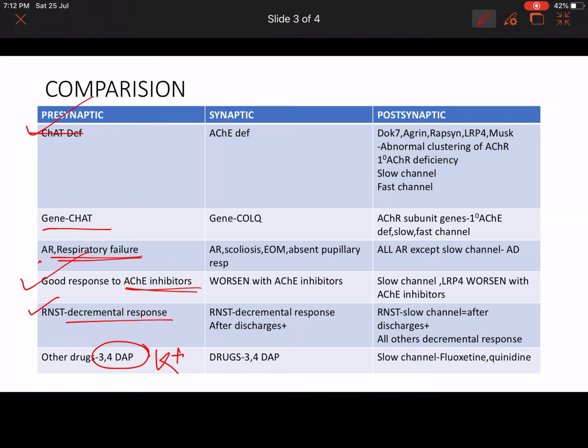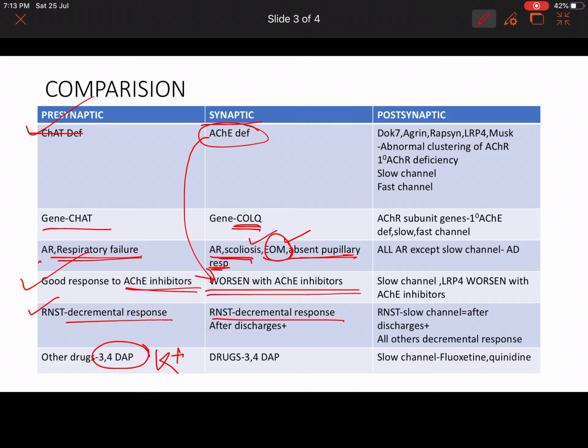Now let's have a look at the synaptic defects which we have already discussed. One is the acetylcholinesterase deficiency. The gene here, which you need to remember, is the COLQ gene. Patients can have absent pupillary responses, scoliosis, and extraocular muscle involvement, so they can present with diplopia, and they worsen with acetylcholinesterase inhibitors because they are deficient. If you give acetylcholinesterase inhibitors, definitely that is going to worsen. On RNST, you will get a decremental response, plus you will get after discharges.